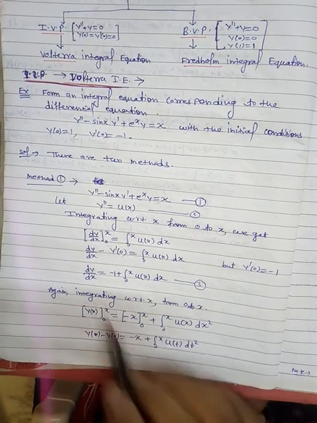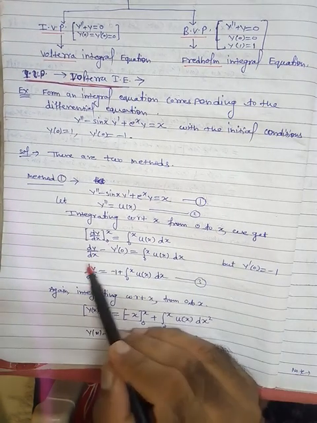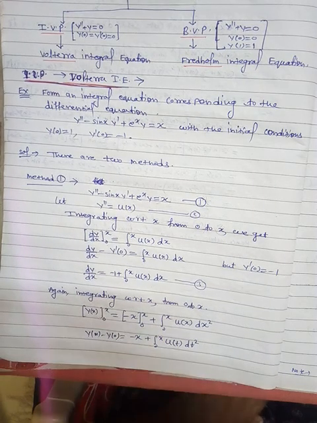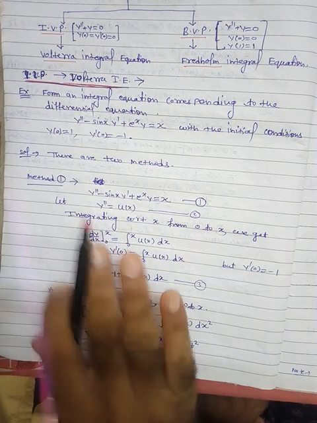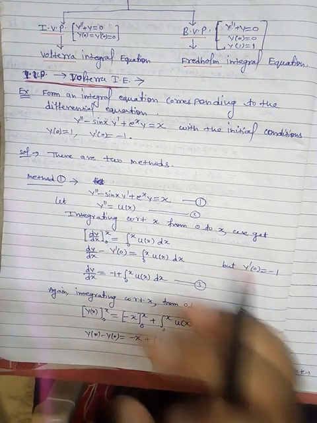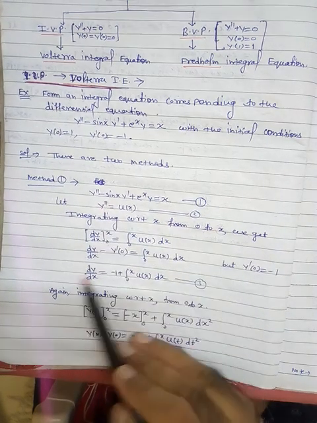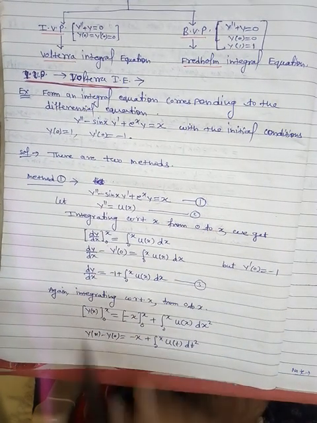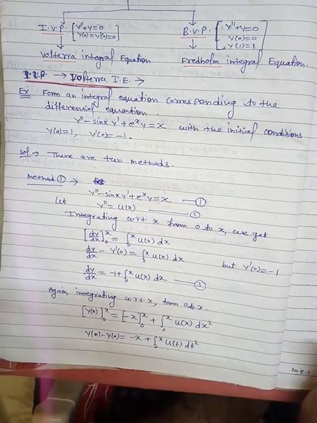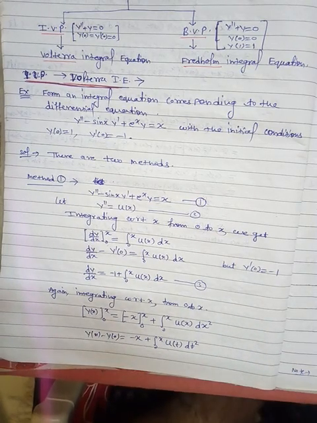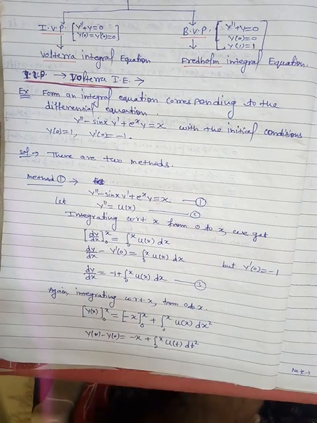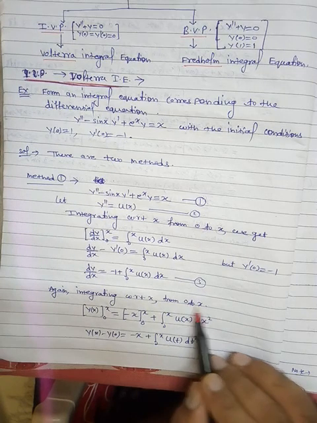Why are we integrating again? Because here we still have a derivative. So we have to reduce all the derivatives. So from the second derivative, now we have the first derivative. Integrate again, and we will get the equation without any derivative. So the target is to get the equation without any derivative. Fine. So just integrate again with respect to x from limit 0 to x.